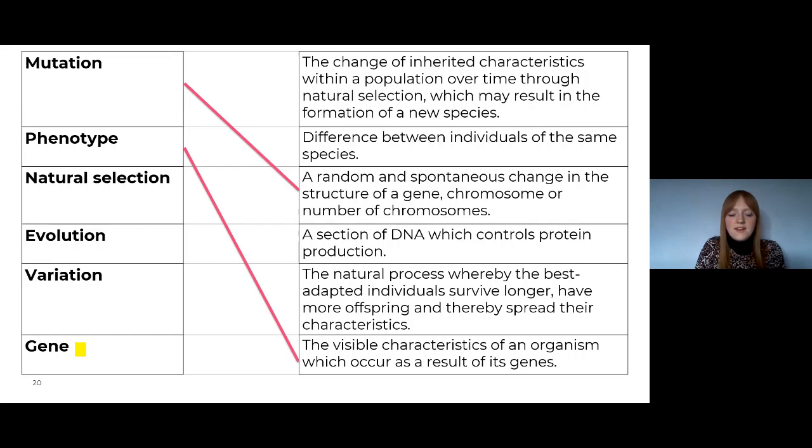You should have said the bottom one, the visible characteristics of an organism which occur as the result of its genes. What about natural selection? Which of those summarizes what I've been talking about? That one, the natural process whereby the best adapted individuals survive longer, have more offspring, and thereby pass on their characteristics. Evolution: the change of inherited characteristics within a population over time through natural selection. Variation is the differences between individuals of the same species. And a gene is a section of DNA which controls protein production.